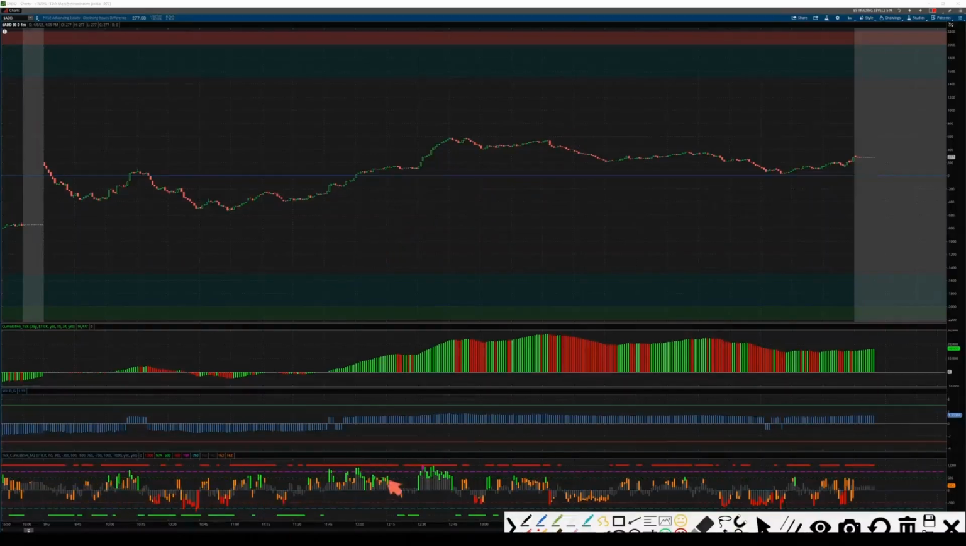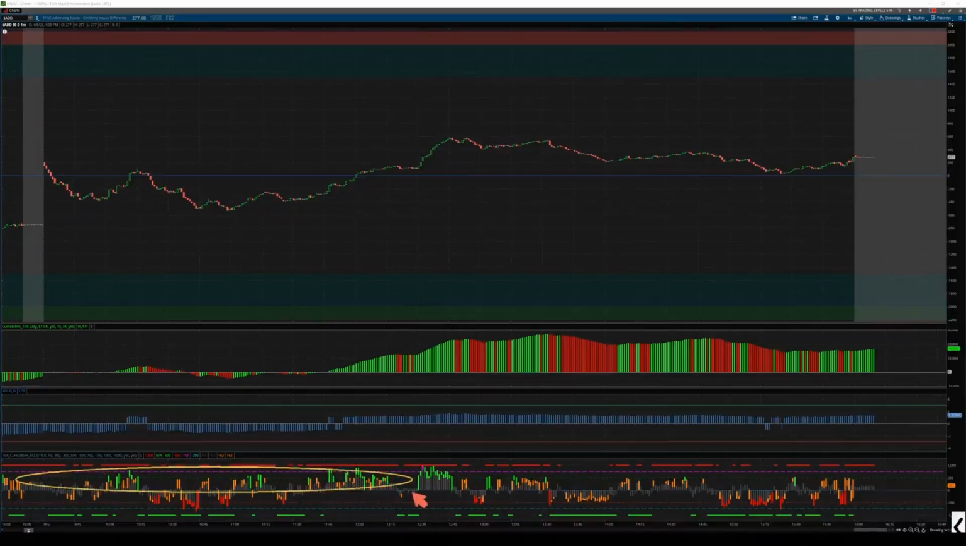Usually what I use this for is to keep track of which side has more printing than the other. So if I see more ticks printing above the zero level, I can expect that there is more buying than selling on the market. And if I see more selling below the zero level, then there can be more selling pressure in the market at that time.